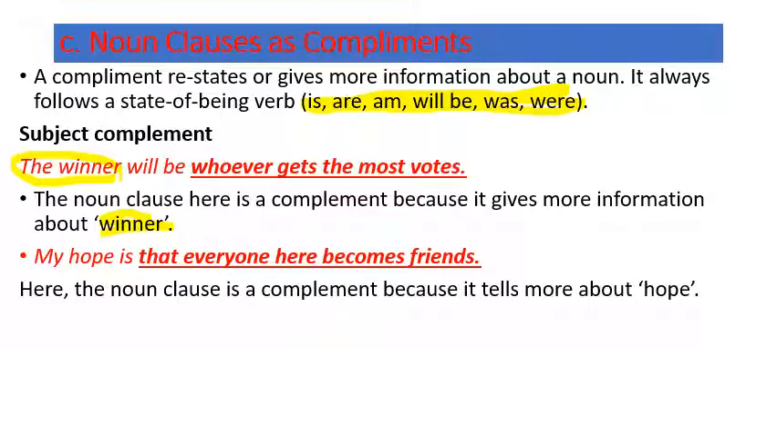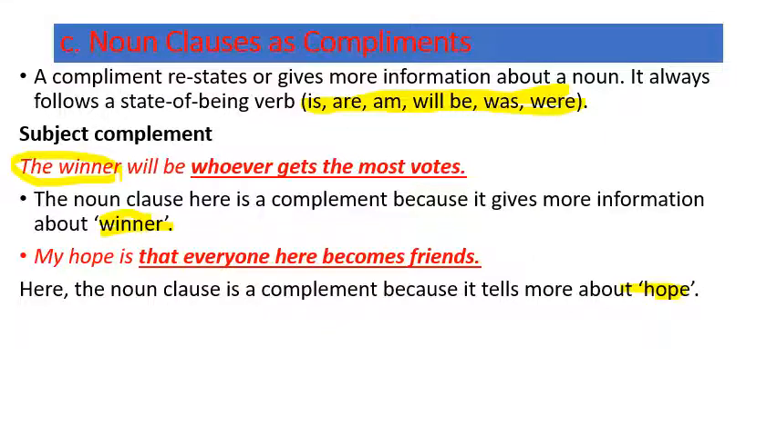Okay, if we look at the sentence carefully, the winner will be whoever gets the most votes. It refers to the winner. It explains more. Who is the winner? The person who gets more votes. My next sentence: my hope is that everyone here becomes friends. What is my hope? Everyone here becomes friends. That's why it explains, it gives more information, more elaboration about my hope. That's why the noun clause here is a complement, because it tells more about hope.